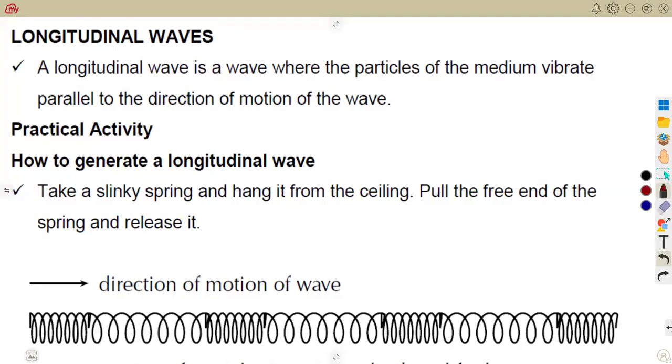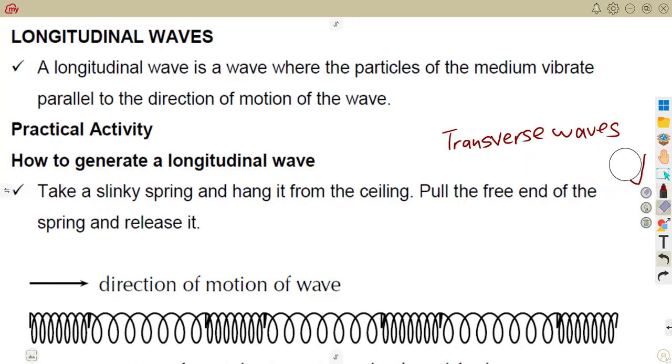As a continuation from our previous class, remember, previously we managed to work with the transverse waves. We said a transverse wave is a wave in which the particles of the medium vibrate at right angles, which is at 90 degrees, to the direction of motion. And we saw something that is common throughout, forming a wave of that nature.